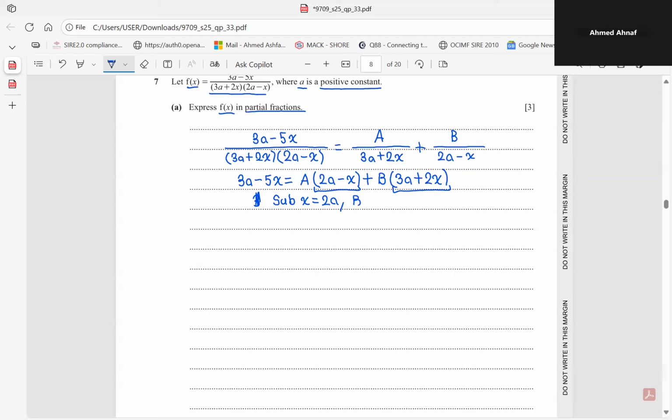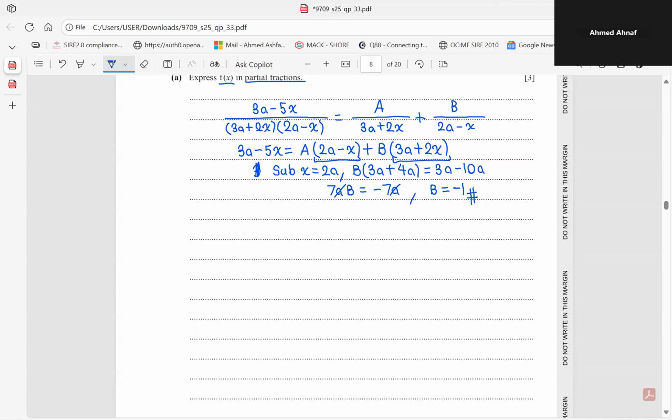So this is B times (3a plus 2 times 2a, which is 4a) equals to 3a minus 5 times 2a, that's minus 10a. This would give you 7aB equals to minus 10a plus 3a, which is minus 7a. So we can cancel the a's out. We'll have 7B equals to minus 7. Hence, B is equals to minus 1. So this is the constant B. Now we have to find A.